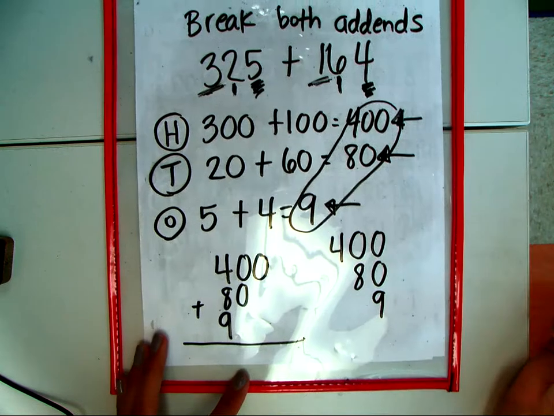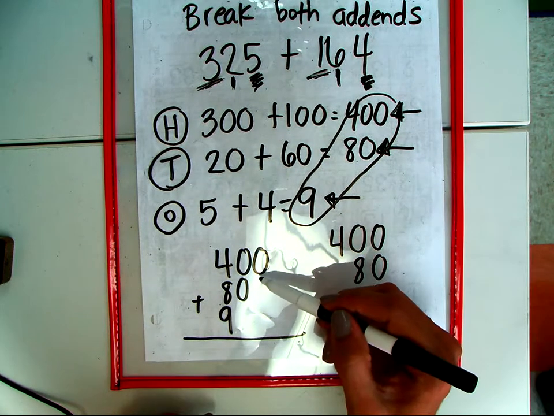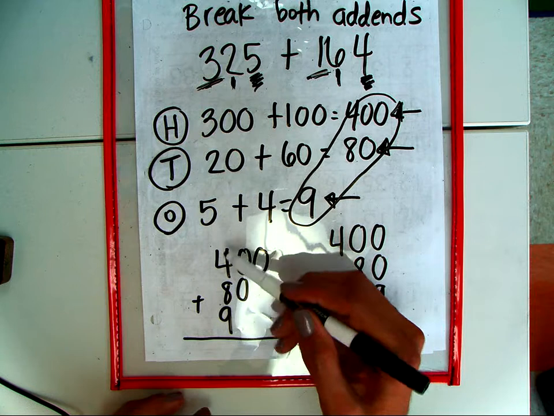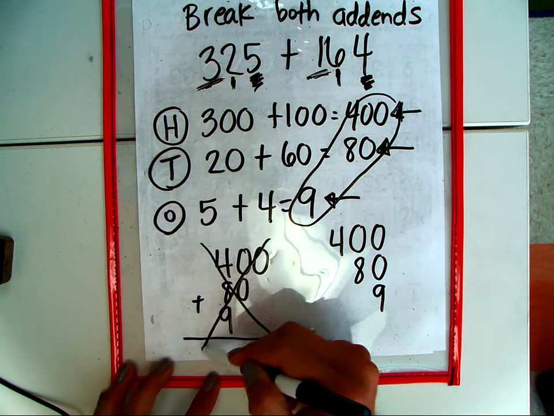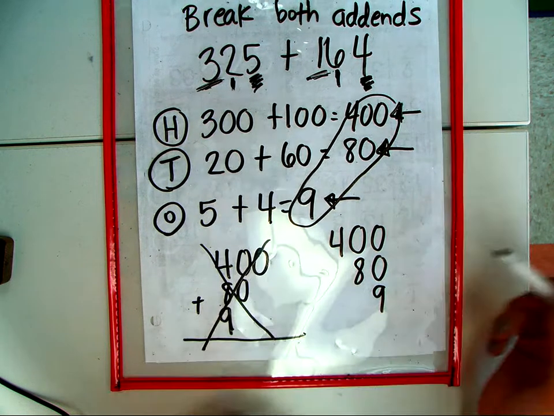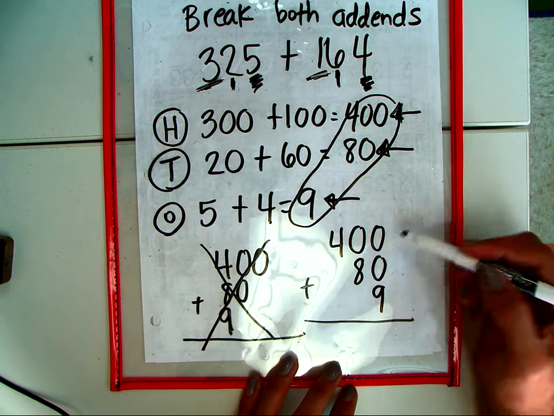If you're practicing at home, I would purposefully do it like this without telling your child and see if they catch your mistake. So this is not right. That is not 900s, that is not 800s. So now when I add, this should be nice and easy.